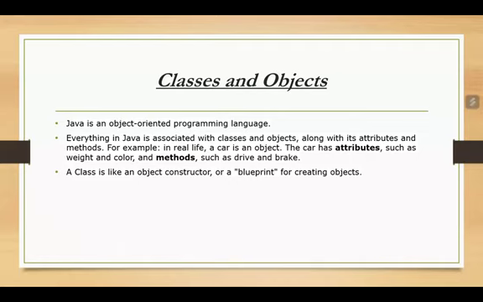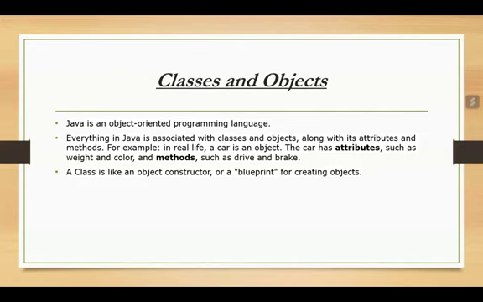And mainly the most important topic, classes and objects. Java is basically an object-oriented programming language. Everything in Java is associated with classes and objects. For example, if we take a car as an object, there are many methods to explain about the car, like its length, width, number of tires, engine type, and number of seats it contains. All this comes into methods.